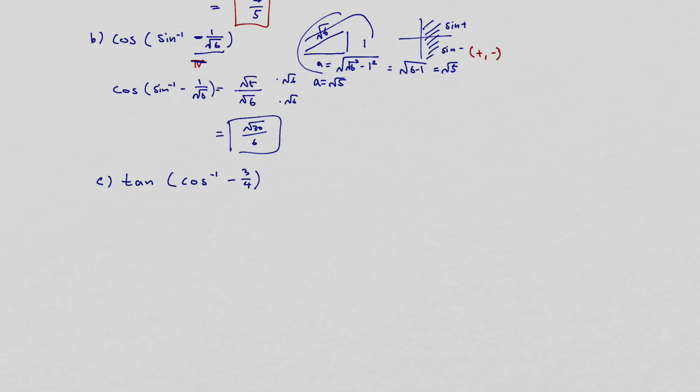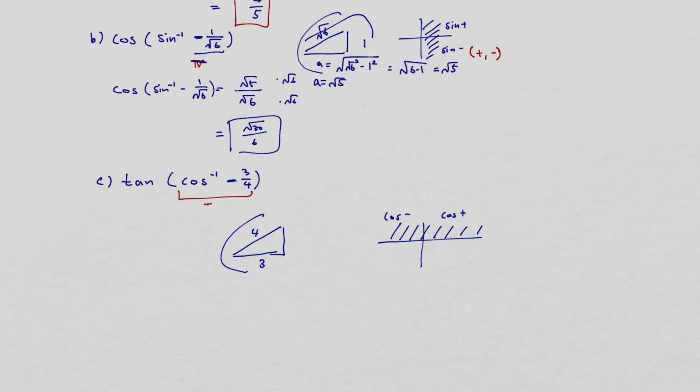Let's try one more. This time tangent of cosine inverse of negative 3 over 4. So let's do cosine is 3 over 4. And the cosine domain is going to be from 0 to pi. And cosine is negative in the second quadrant, cosine positive in the first quadrant. Because cosine is negative, we know this is going to be in the second quadrant.